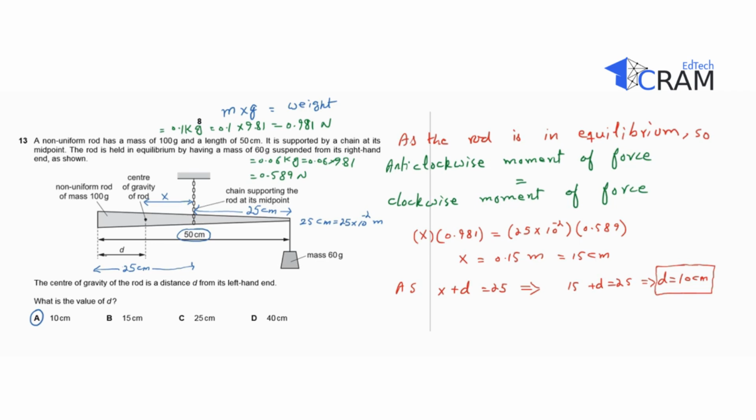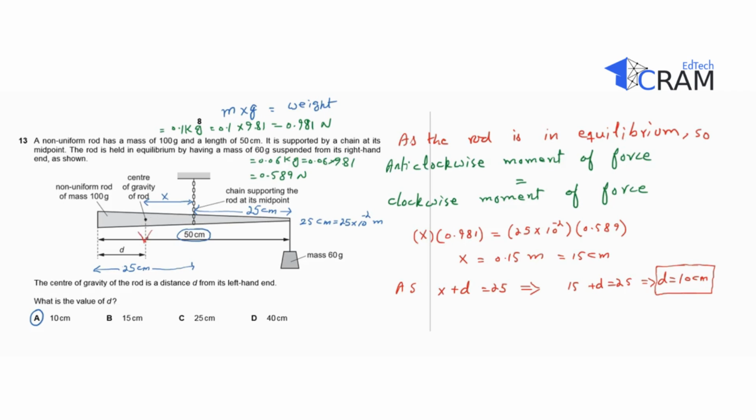Now let's have a look at the anti-clockwise moment of force. This is the pivot which the examiner has shown, and we know very well that by definition, moment of force is the product of force multiplied by the perpendicular distance of the line of action of the force from the pivot. In this case, this force is the 100 gram weight, which acts at the center of gravity, downward. You can see this is the weight acting here, downward.